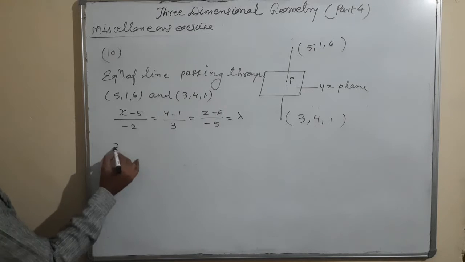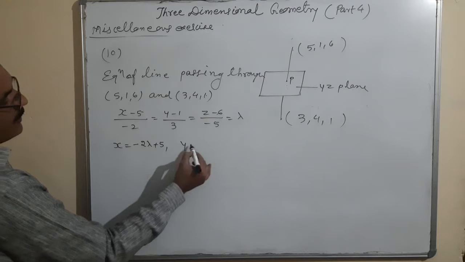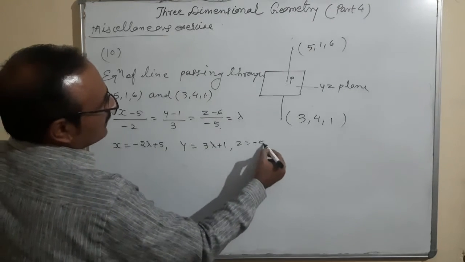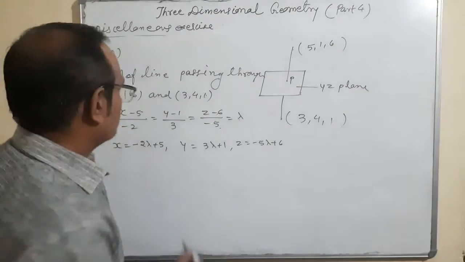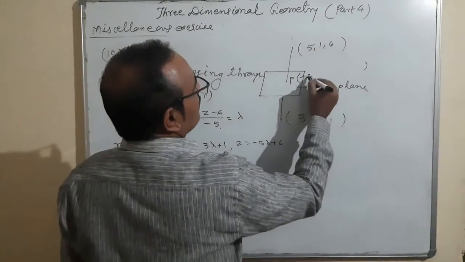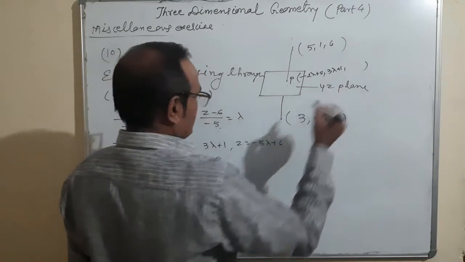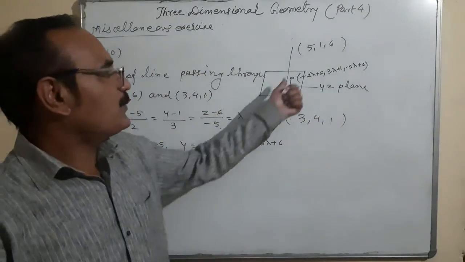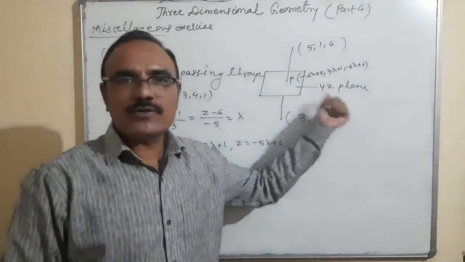So what is the value of x? x is equal to minus 2 lambda plus 5. y is equal to 3 lambda plus 1. And z is equal to minus 5 lambda plus 6. So these are the 3 coordinates of the points on the line. The three coordinates are minus 2 lambda plus 5, 3 lambda plus 1, and minus 5 lambda plus 6. These points are coming on the line and on the plane, so the point will satisfy the equation of the plane.